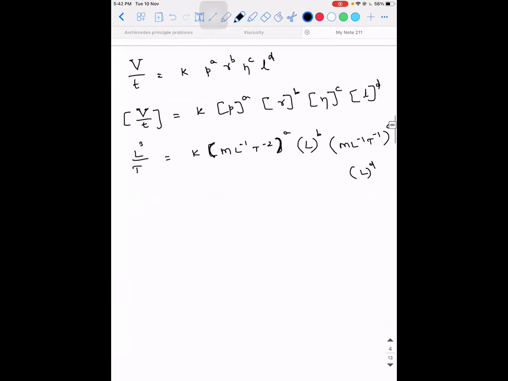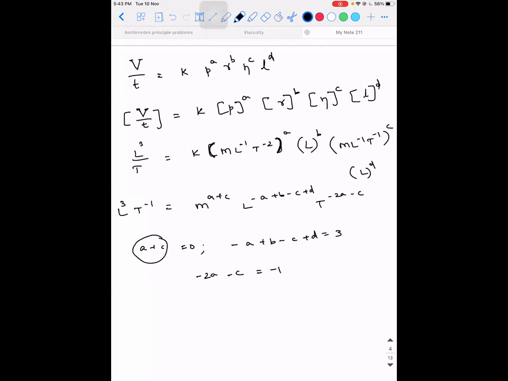Now tell me. So this will be M power a plus c, L power minus a plus b minus c plus d, and T power minus 2a minus c. This is L3 T minus 1. So a plus c is 0, minus a plus b minus c plus d is 3, minus 2a minus c is minus 1. Find out the values of a, b, c, d and tell me first.